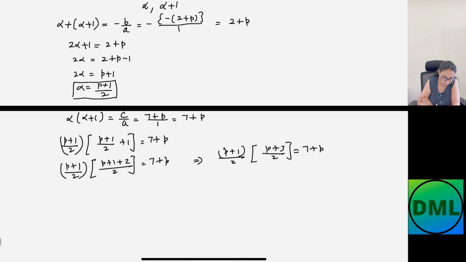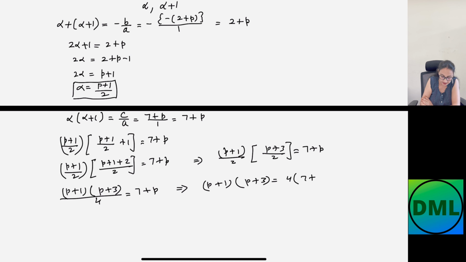2 times 2 is 4. So p plus 1 bracket of p plus 3 over 4 is equal to 7 plus p. If I solve this here, that will be p plus 1 bracket of p plus 3 is equal to 4 times 7 plus p. Let's open the bracket here. That will be written as p square plus 3p plus p plus 3 is equal to 28 plus 4p. Here 3p plus p is 4p. Let's add it here and write down 4p plus 3 is equal to 28 plus 4p.